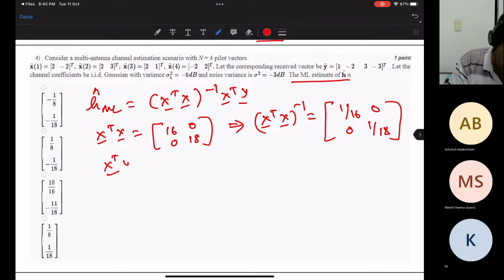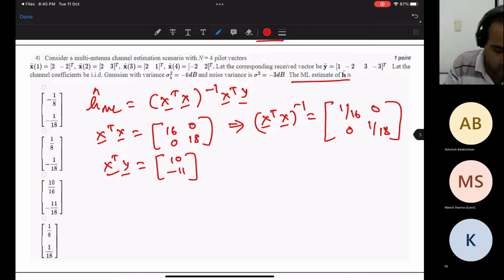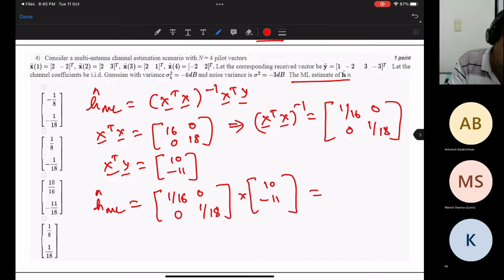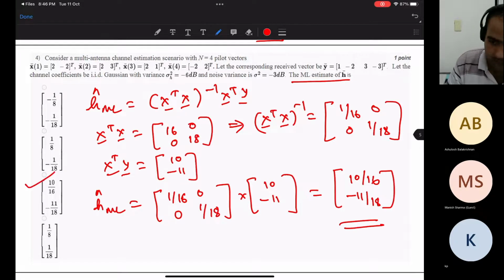And X transpose Y we solved as 10 minus 11. We just need to multiply this. So H hat ML is 1 over 16, 0, 0, 1 over 18, multiplied with 10 minus 11. If you multiply it, you will get 10 by 16 minus 11 over 18. So this is option C.